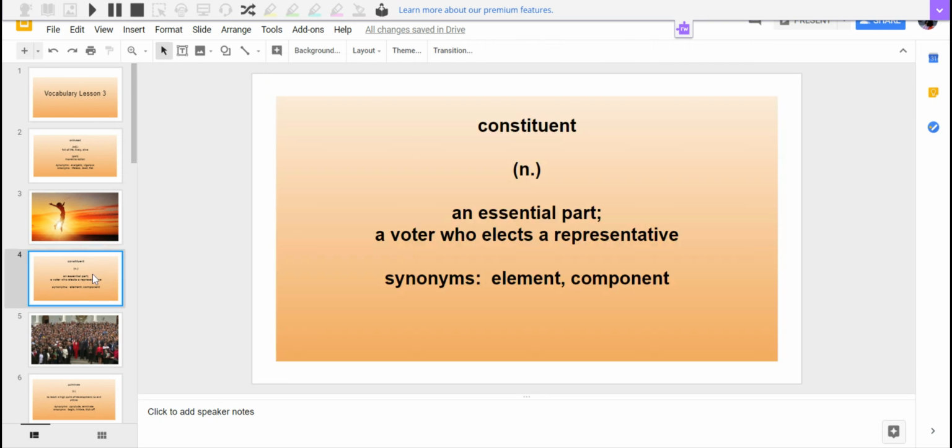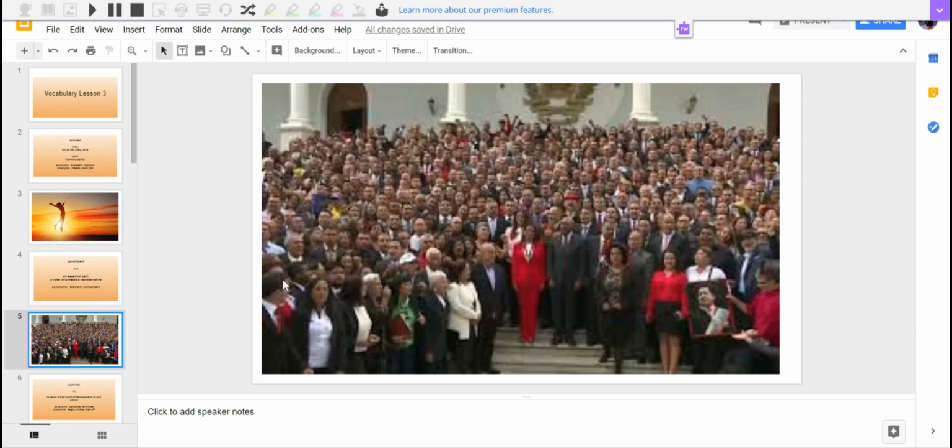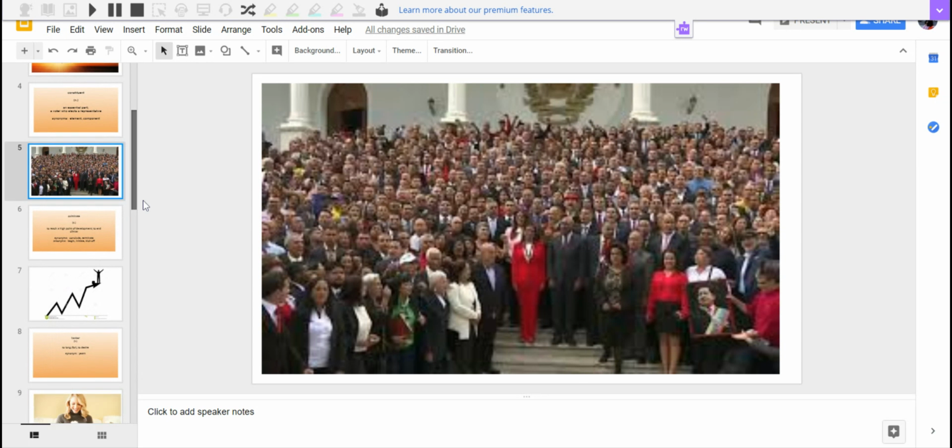Okay, number 2 is constituent. Okay, constituent is a noun. It is an essential part, or it's a voter who elects a representative. And the synonyms are an element or a component. Okay, so probably a voter who elects a representative is probably the most familiar definition that you know of constituent. And if you look, I just put a picture of a bunch of people. Okay, so that was number 2.